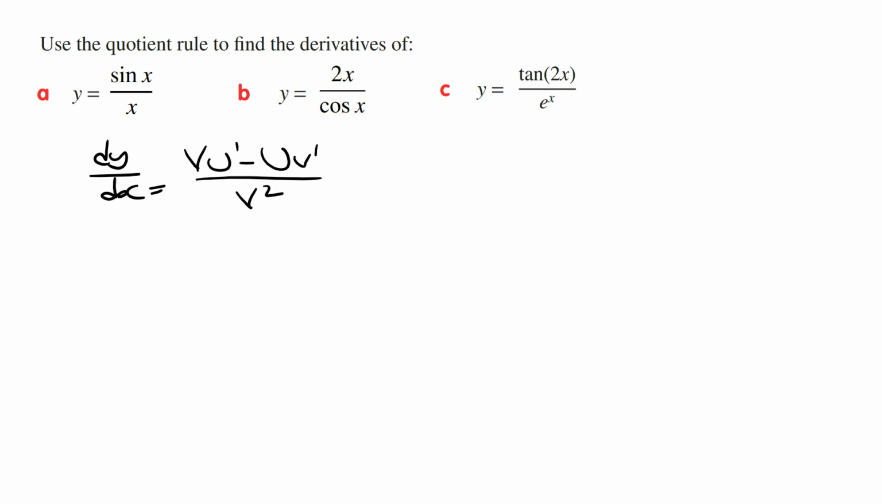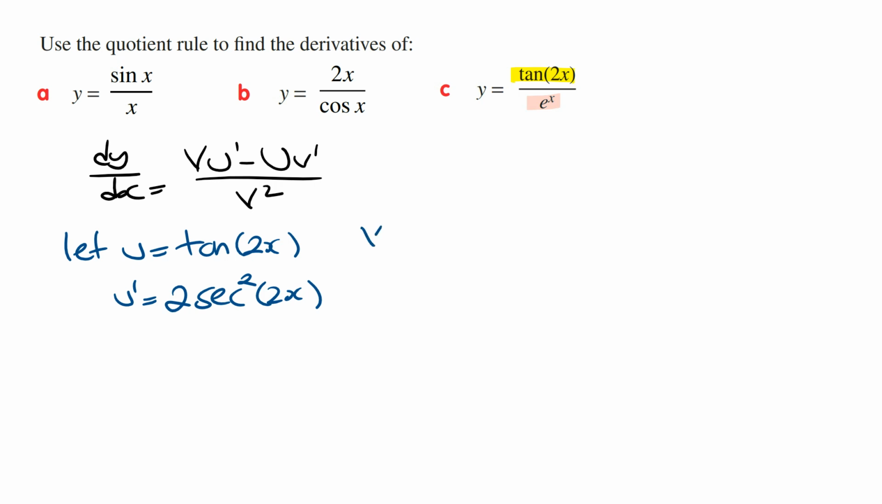Part C, y is equal to tan of 2x over e to the x. And so we're going to let u equal the top function and v equal the bottom function. And so u is going to be the tan of 2x. And so differentiating this, we're going to get the derivative of what's inside the brackets, which is 2, and then the tan will become sec squared, and then we write 2x. v is going to be the bottom function, e to the x. Differentiating this, we're going to get e to the x.